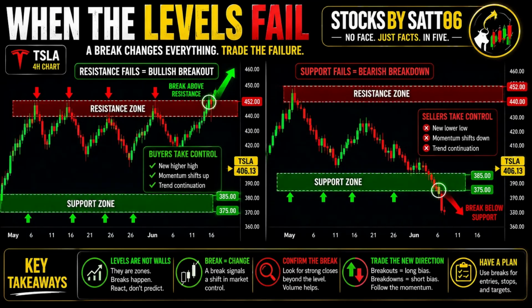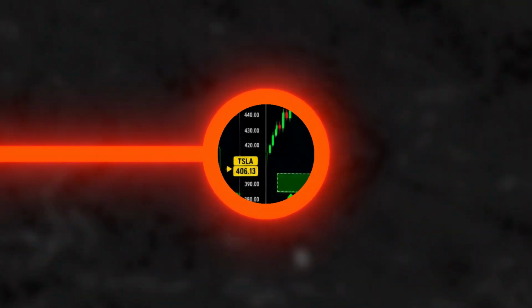Confirmation matters. A quick wick above resistance does not always mean breakout. A quick dip below support does not always mean breakdown. Look for strong closes, follow-through, volume, and retests. If price breaks above resistance and then holds that old resistance as new support, that is stronger than one random candle. If price breaks below support and then rejects that old support as new resistance, that can confirm a shift lower.